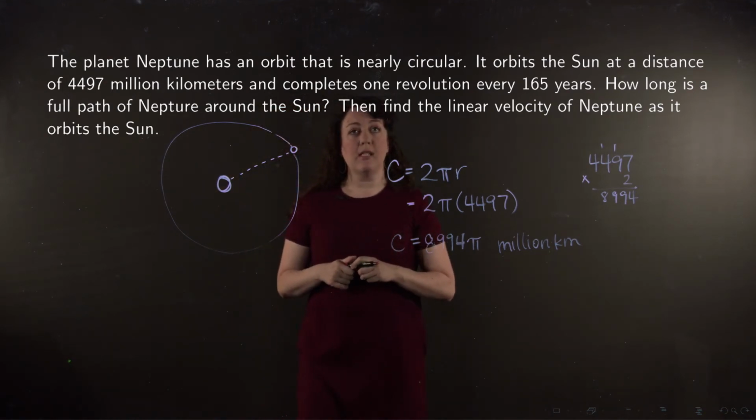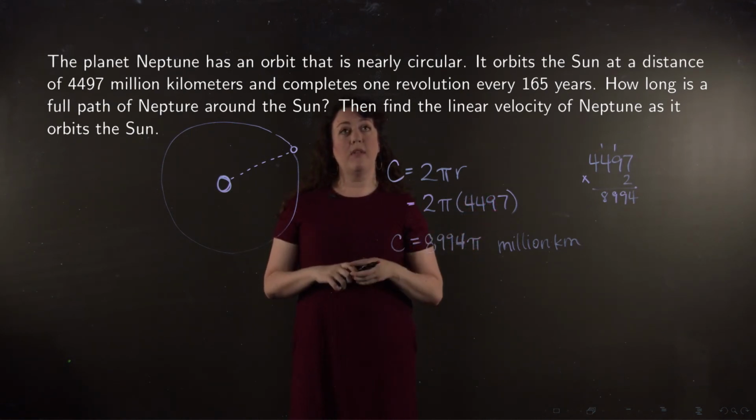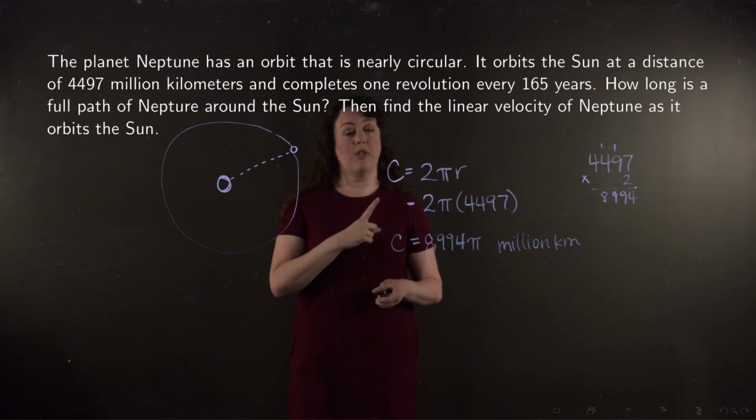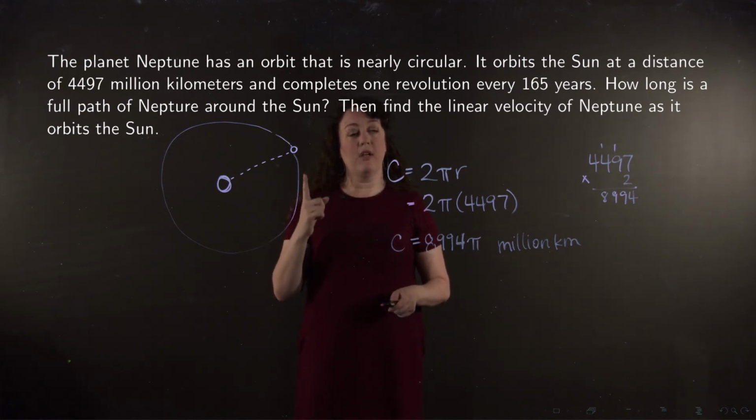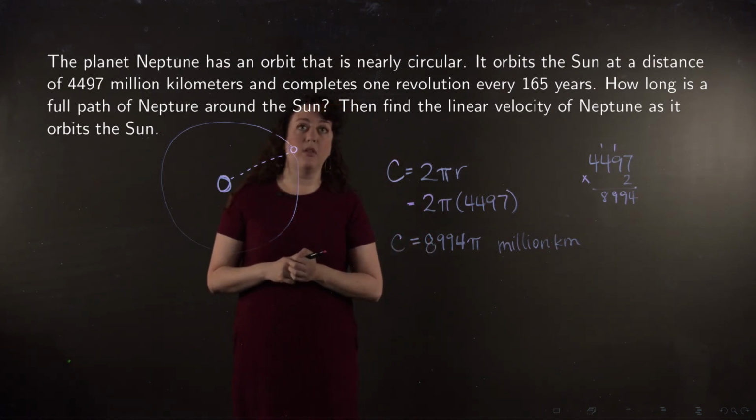Find the linear velocity of Neptune as it orbits the sun. So what's the piece of information in our question we haven't used yet? Well, we haven't used the fact that it does a full revolution every 165 years, which means in 165 years, it's going to travel 8994 pi million kilometers.